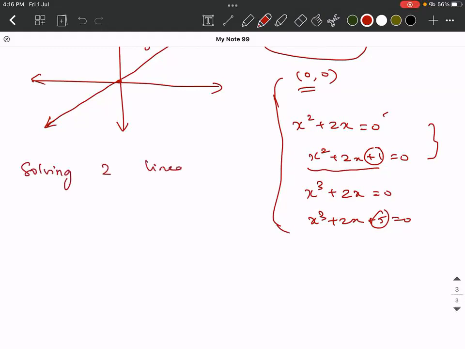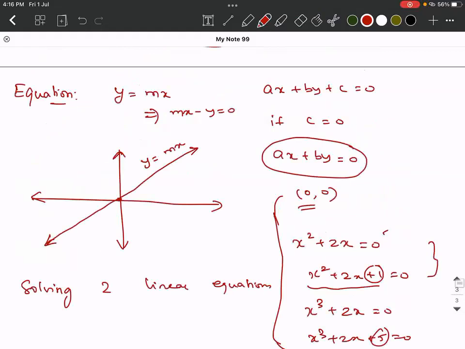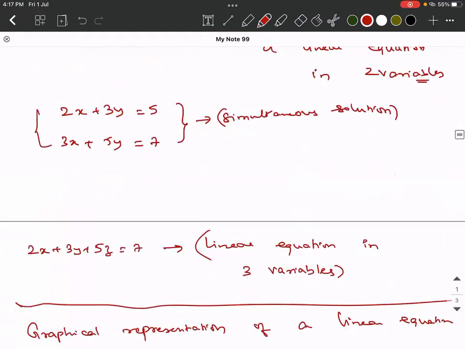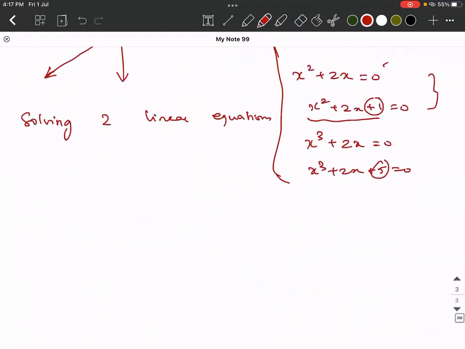Solving two linear equations. When I asked you a question, you told me you didn't know how to solve it. So I gave you two linear equations, and you said you didn't know how to find the solution. Maybe I'll explain that. Listen. Say I have 2x plus 3y is equal to 5 and 3x plus 2y is equal to 7, for example. If you want to find the value of x and y, that is called a solution. But before that, let's analyze one thing.